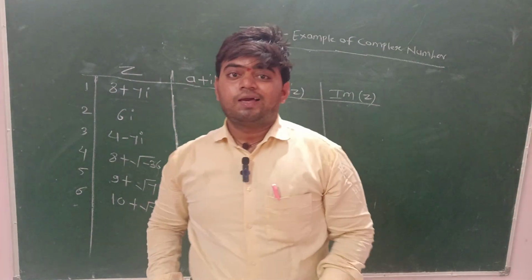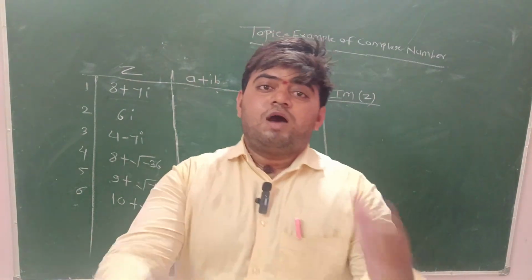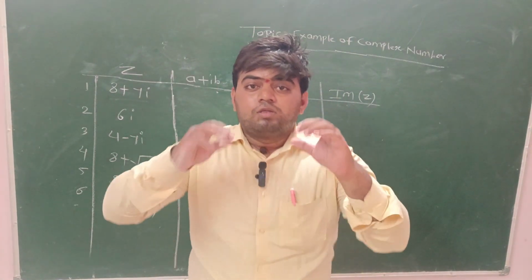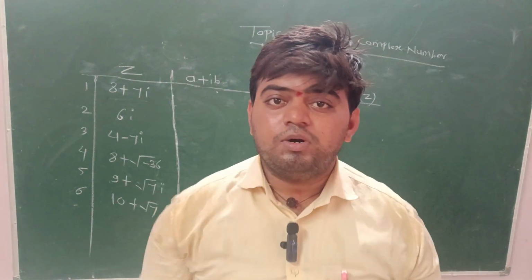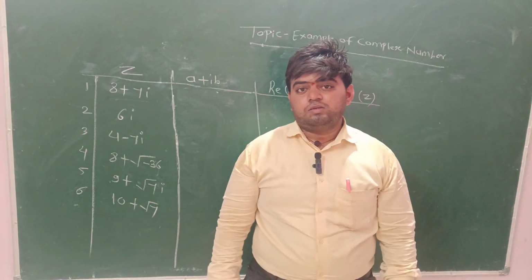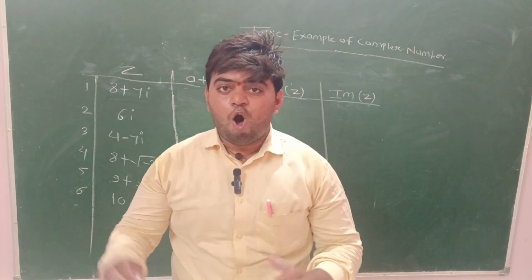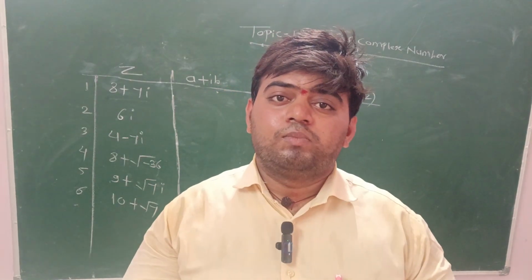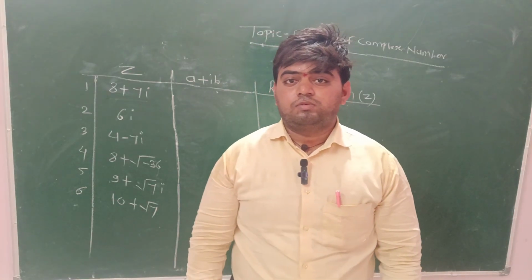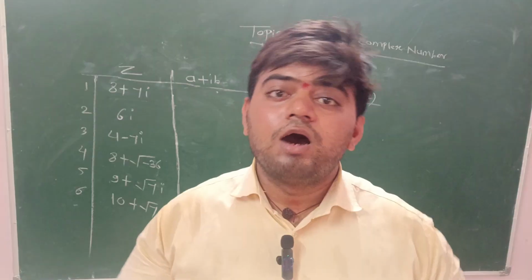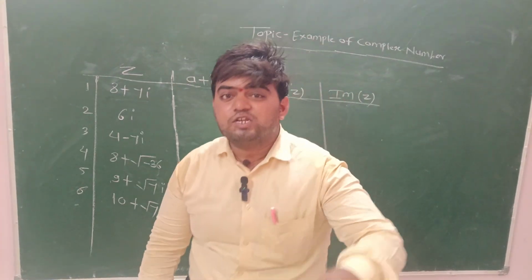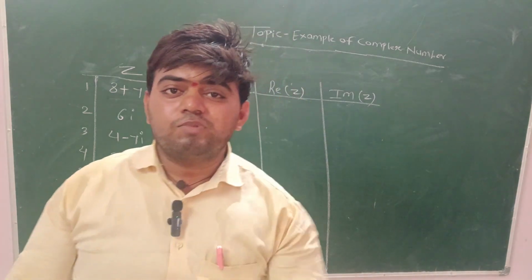Hello friends, in this video I am going to teach you the example of complex number. What is a complex number? A number of the form a plus ib, where a and b are real numbers and i equals root of minus 1, is called a complex number.